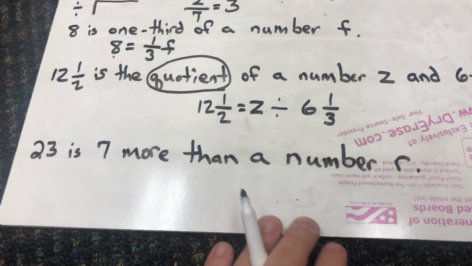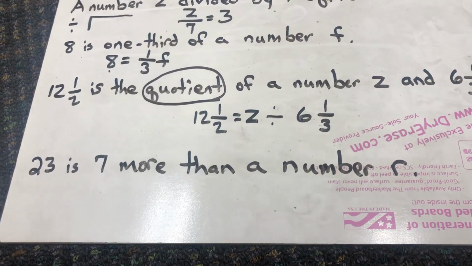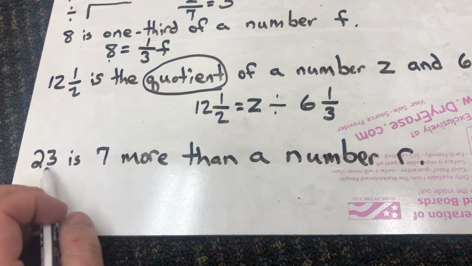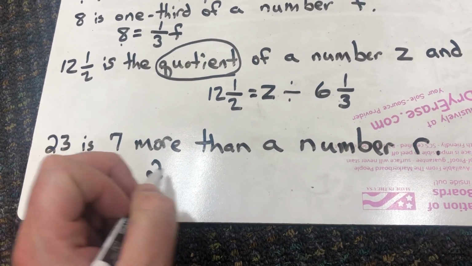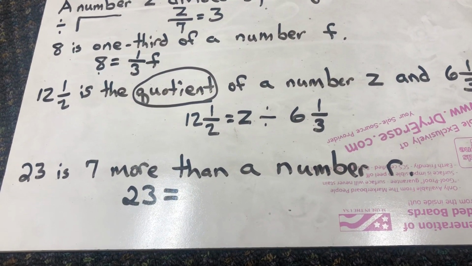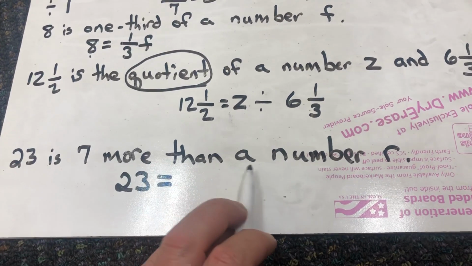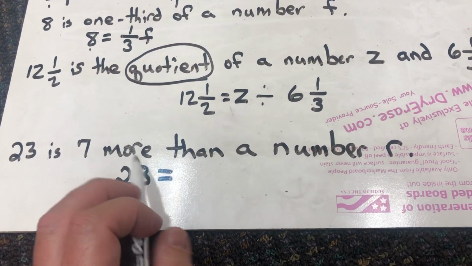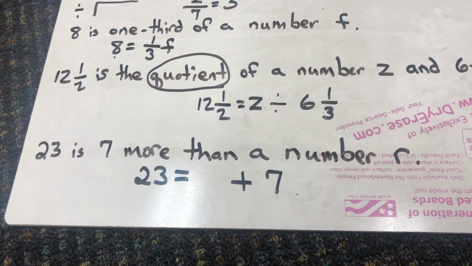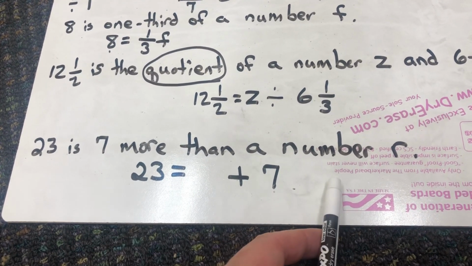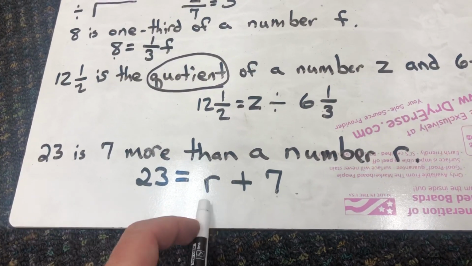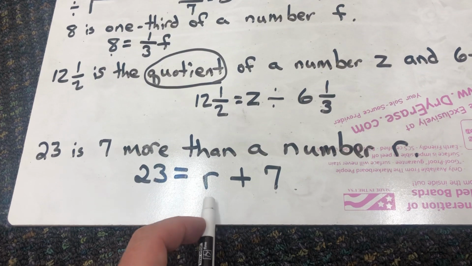All right, last one. 23 is 7 more than a number r. Well, the fact that it says 23 is, that tells me that I need to start that as 23 equals. Well, 23 is what? 7 more than a number r. It's saying it's 7 more. That means I'm adding 7, which means that my equation needs to read plus 7. It says, is 7 more than a number r? Well, 7 more than what? It's 7 more than r. 23 is 7 more than a number r.